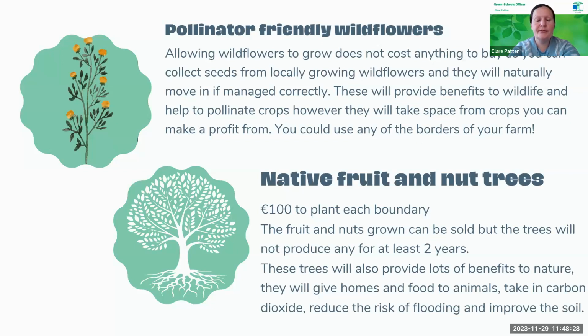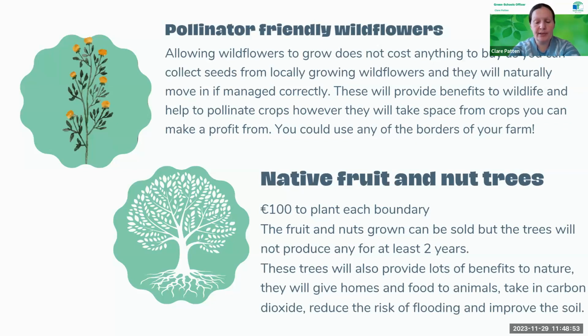The fruit and nuts can be sold. So eventually you'll be able to sell these fruit and nuts, and they will grow back every single year. So once you begin to produce them, you will have extra food that you can sell or that you can eat. But they won't produce any for at least 2 years. So you have to wait a little while to be able to actually get anything from these trees.